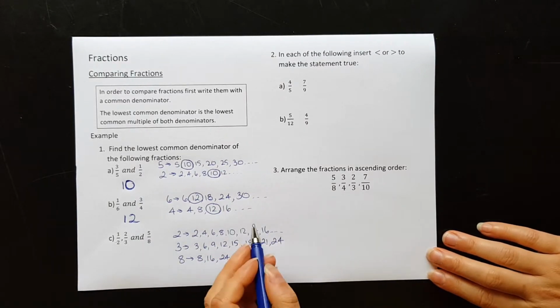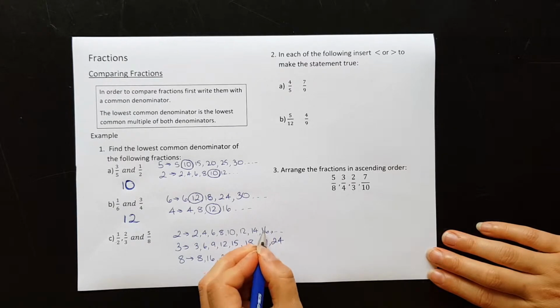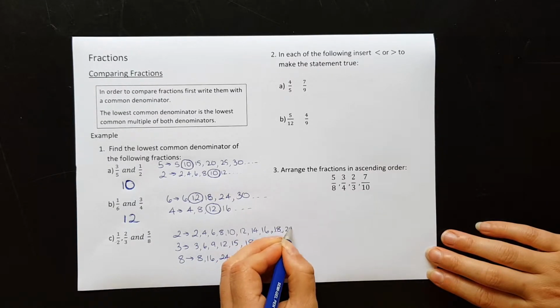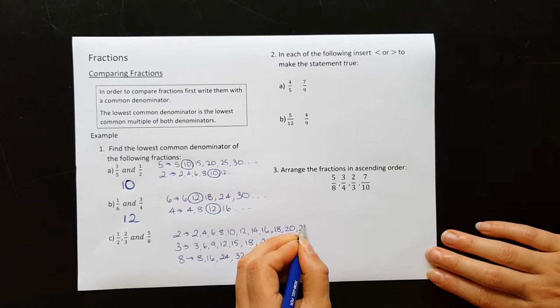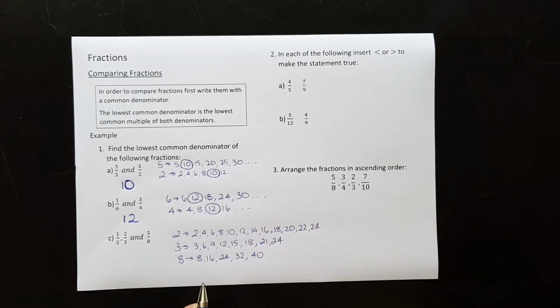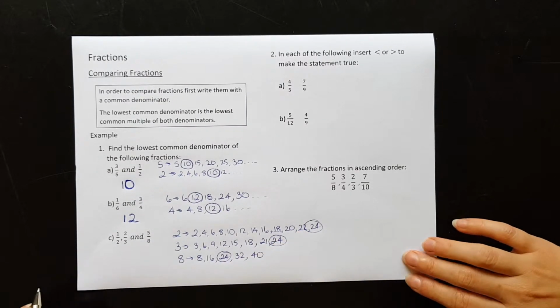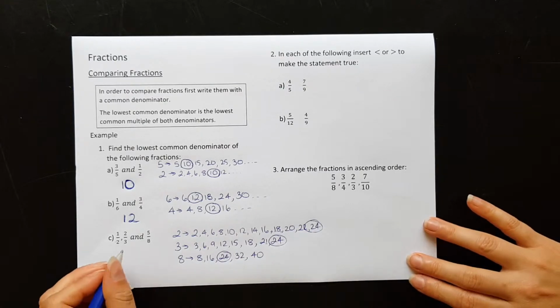Well, that looks promising. And going up by 2's, 16, 18, 20, 22, 24. So they do all have 24 as a lowest common multiple.